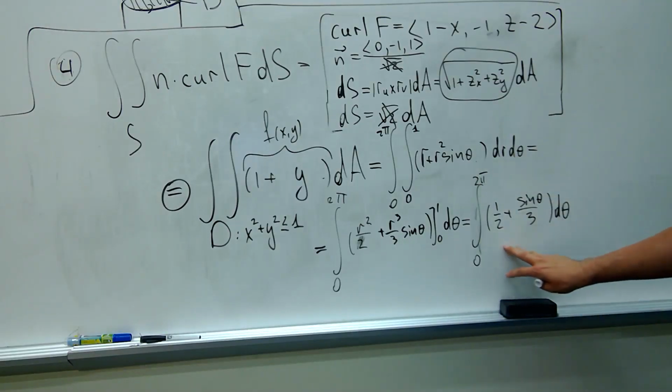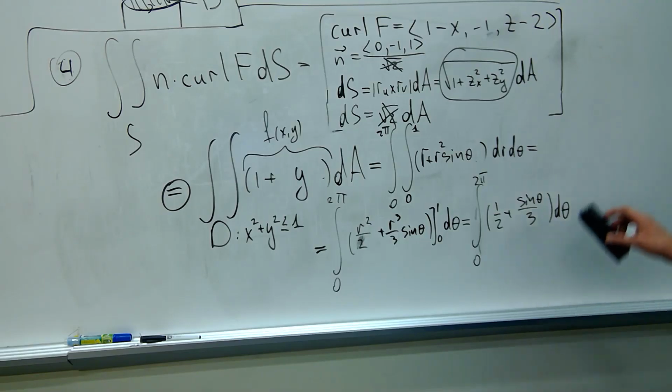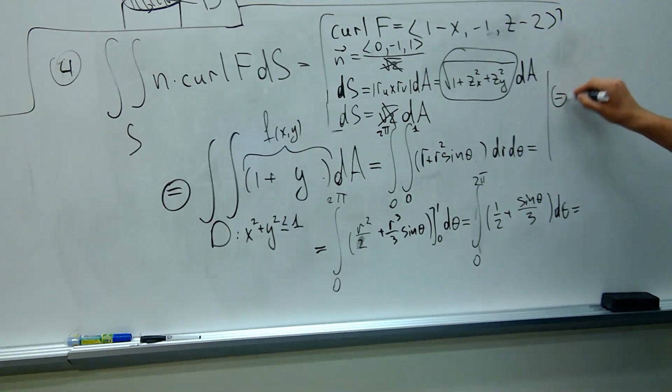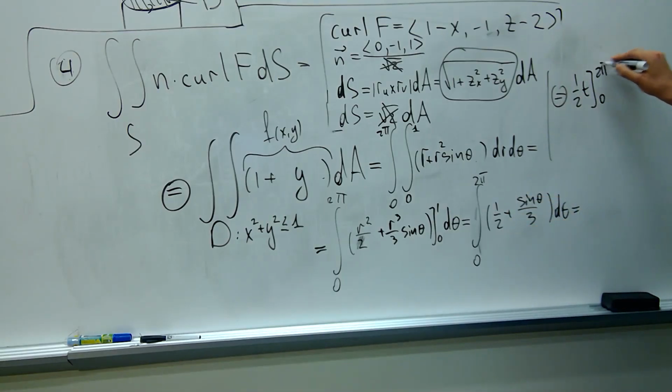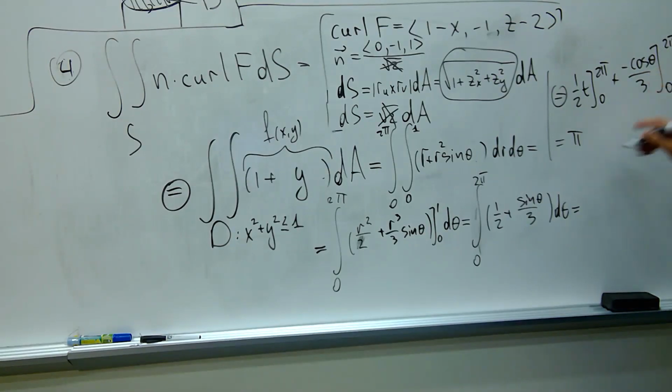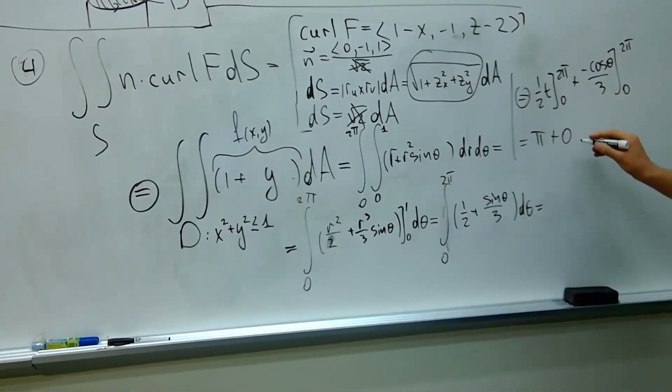And we already did this computation. So we can see that I will have the integral of 1/2 dθ from 0 to 2 pi, but this integral is going to be just equal to pi. What about the second integral? The second integral is going to be just negative cosine theta over 3 from 0 to 2 pi. But this integral equals 0. So the whole integral on the right-hand side equals pi. And we are done.